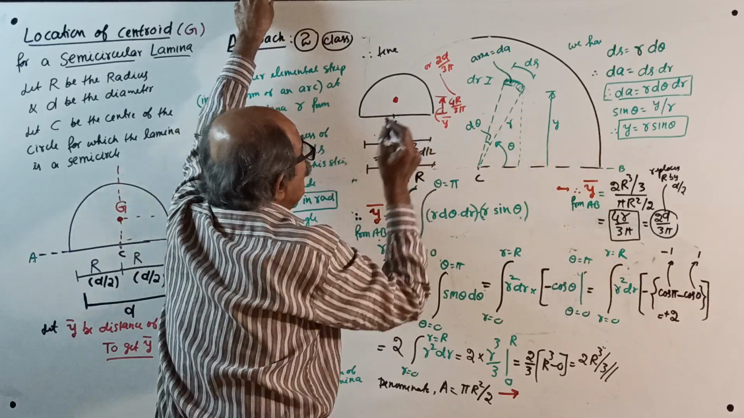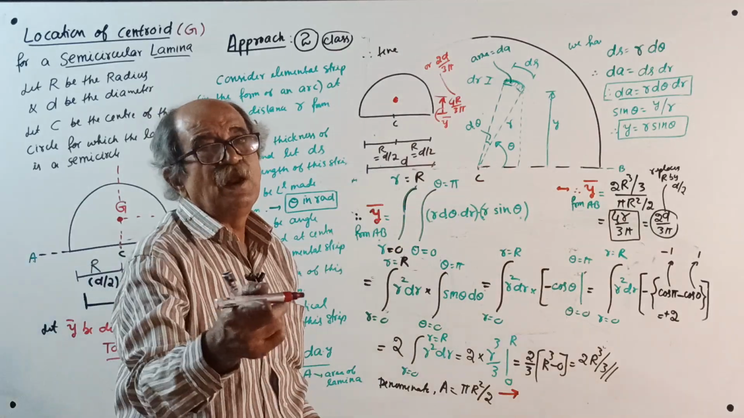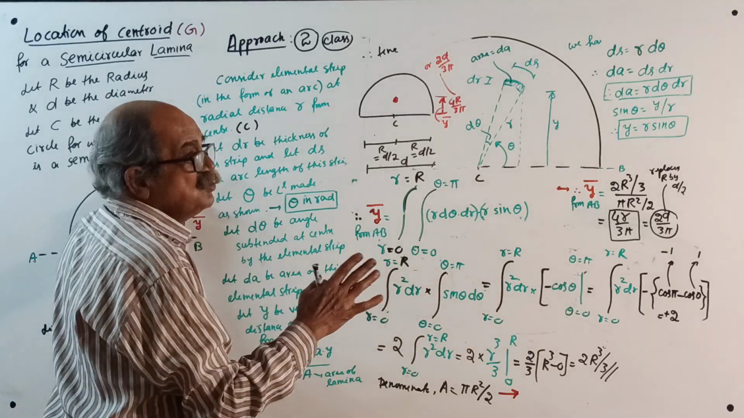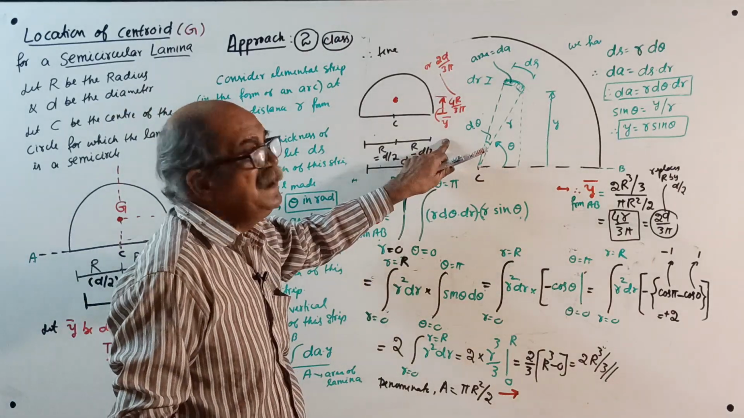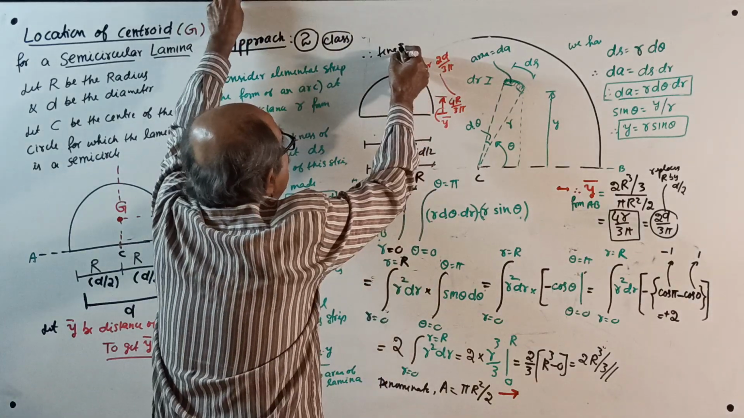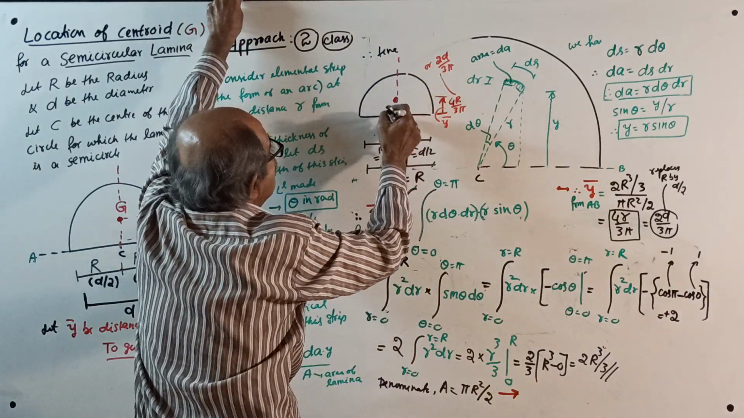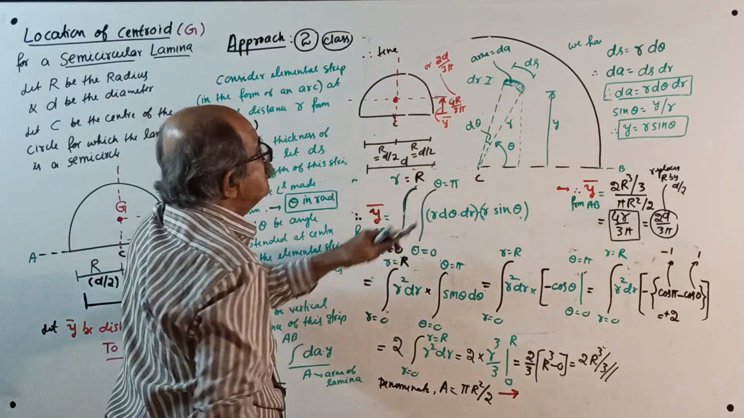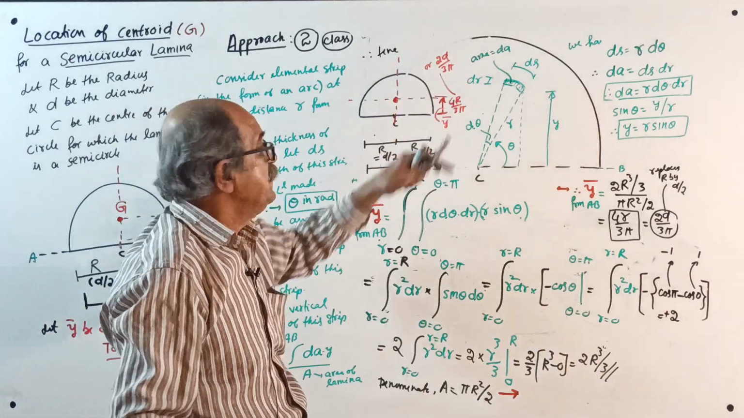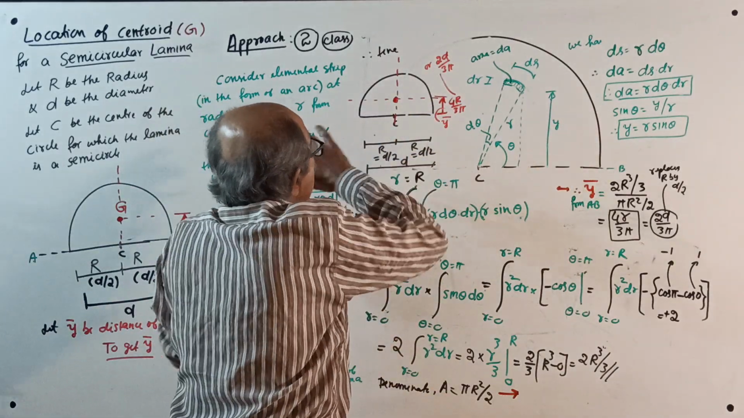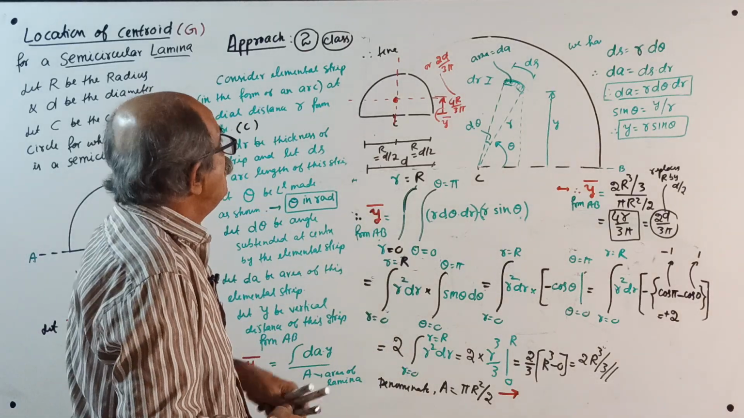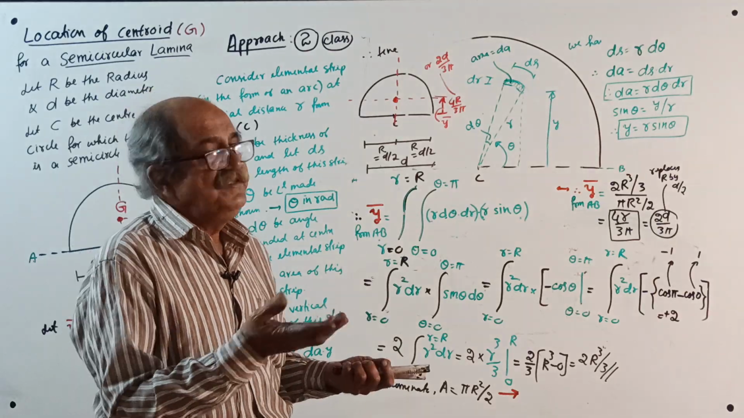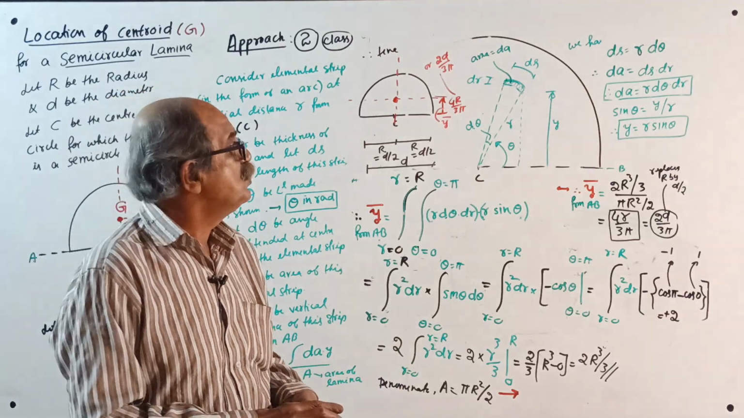You write neatly. Space is not there. This sketch I wrote last time. Last time there was no space problem. I rubbed everything. Therefore, write neatly here. And remember, this is the axis of symmetry. Therefore, centroidal distance this way is 4r by 3 pi or 2d by 3 pi. Centroidal distance this way is exactly midpoint. We got exactly the same answer as we got by approach 1. You decide now, approach 1 better or approach 2 better.